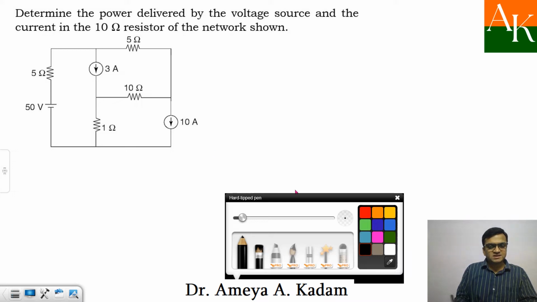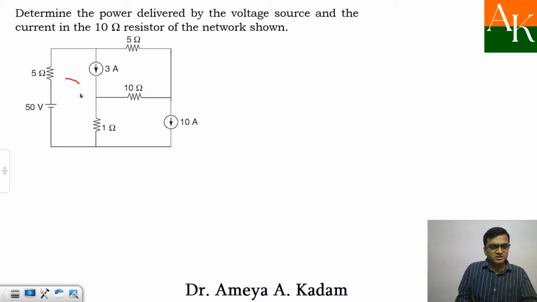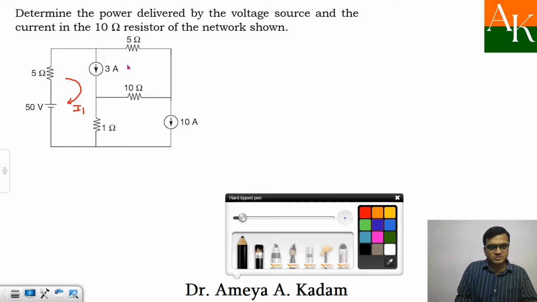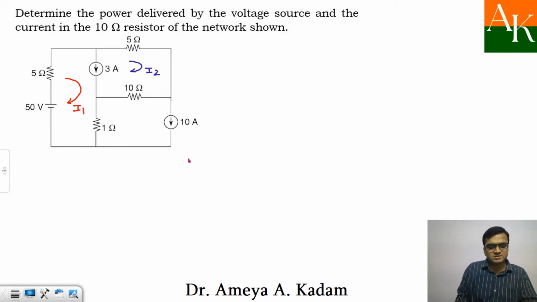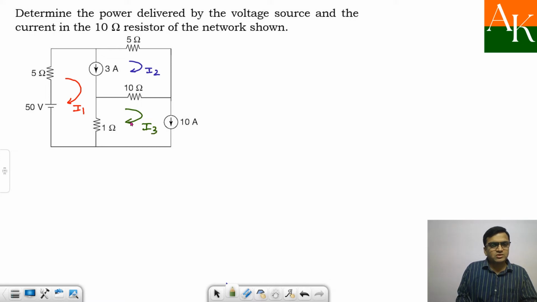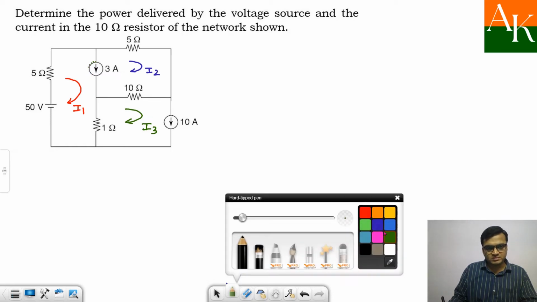So there are three meshes, so we'll assume three currents. This is I1. Here, in the second mesh, I am assuming I2, and here I am assuming current I3. So can you apply KVL in mesh 1? No, you can't apply KVL in mesh 1 because there is a current source. So 3 ampere is shared between mesh 1 and mesh 2, so they are forming one supermesh.